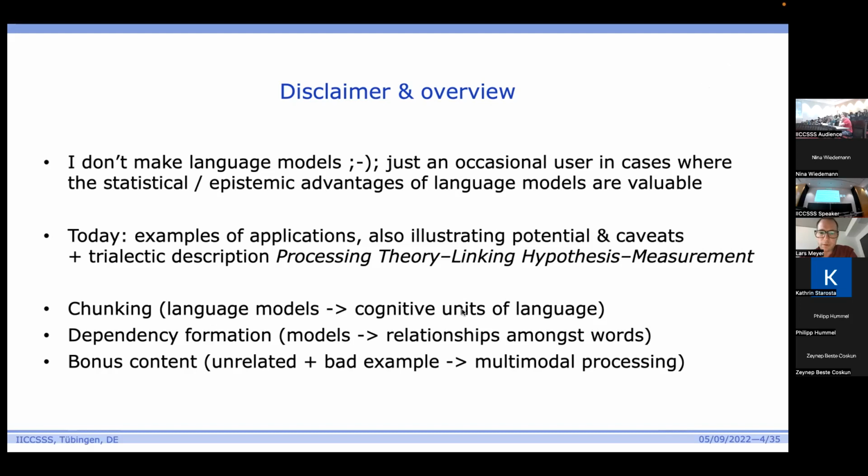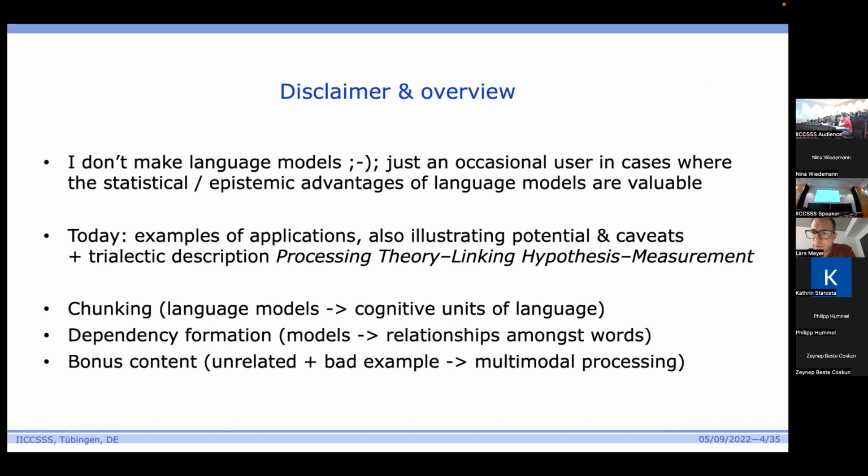And the first bit of studies that I will be talking about comes from a process called chunking. So that's a part of cognition that I'm interested in. And we used a superficial form of language modeling there to define chunking. And the second part that I will be talking about is dependency formation.